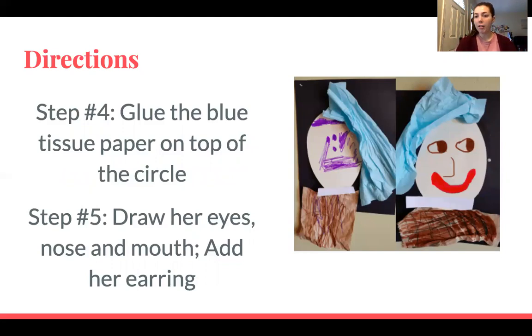And then when all of her is put together, you can just go ahead and give her a face. So you can make it like the original painting, or you can make her have a scared face or an angry face or a happy face or a surprised face. But make sure to give her eyes, nose, mouth, and go ahead and add her famous pearl earring to make her look just like the Vermeer painting.